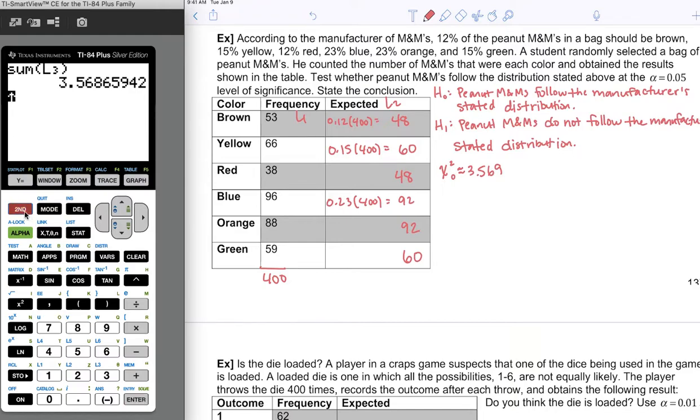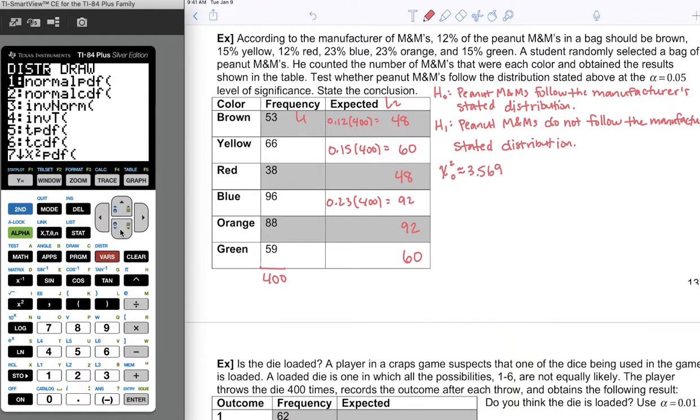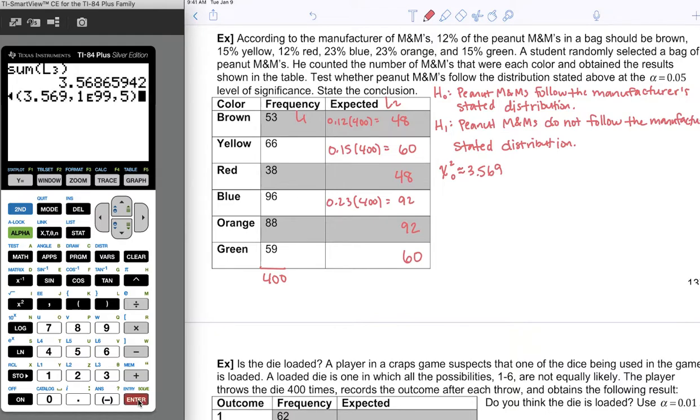Okay, so now when I find my p-value, I'm going to do a chi-square CDF. So second, vars, number 8. The lower bound, I just wrote that down, 3.569. The upper bound is still 1E99. The degrees of freedom. So it looks like there are 6 different colors of M&Ms. So 6 minus 1 is 5. The degrees of freedom is 5. Okay, and then we can press enter. And this gives us our p-value, which is about 0.613.